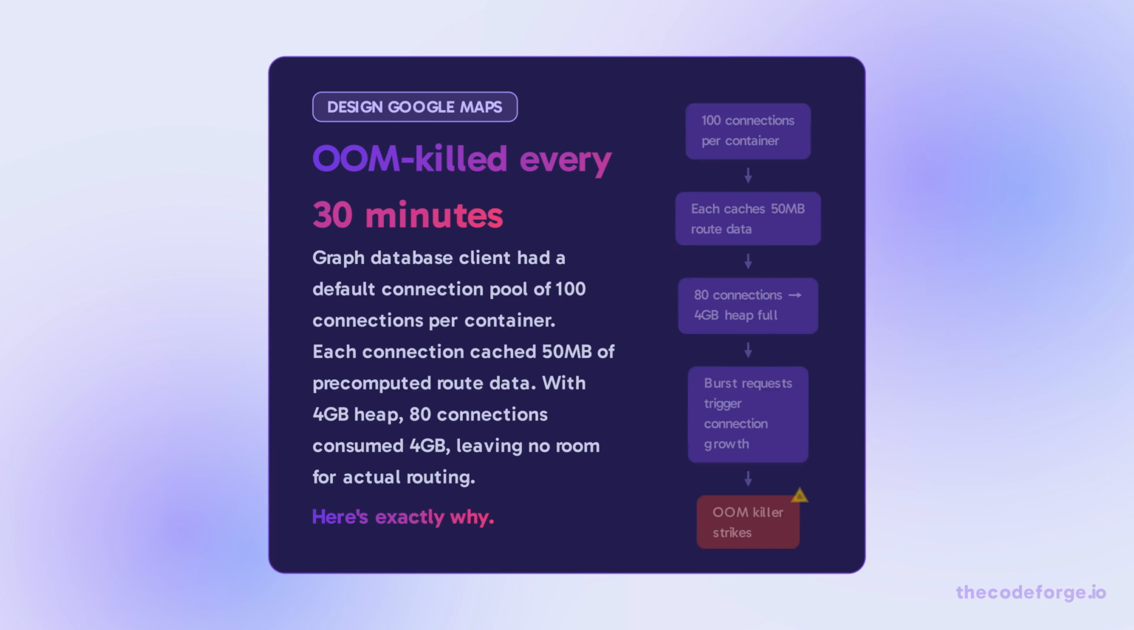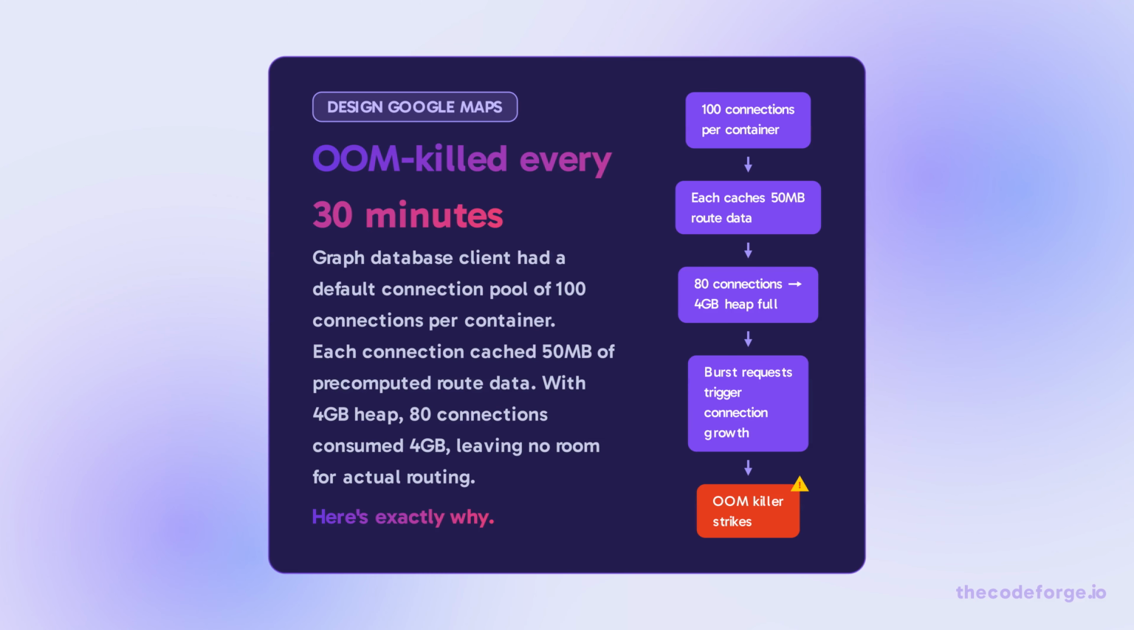A routing container dies every 30 minutes during peak hours. The team assumed a memory leak, but the real culprit was the graph database client's default connection pool, 100 connections, each caching 50 MB of root data, consuming the entire 4 GB heap.